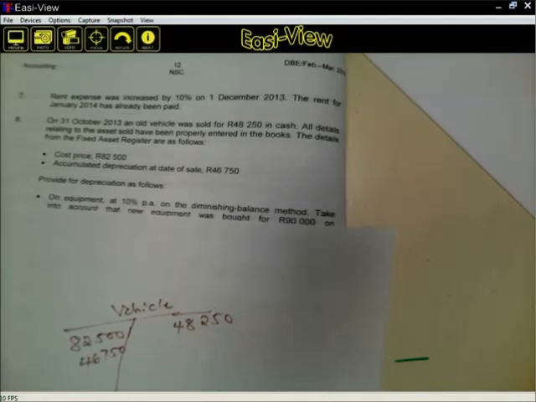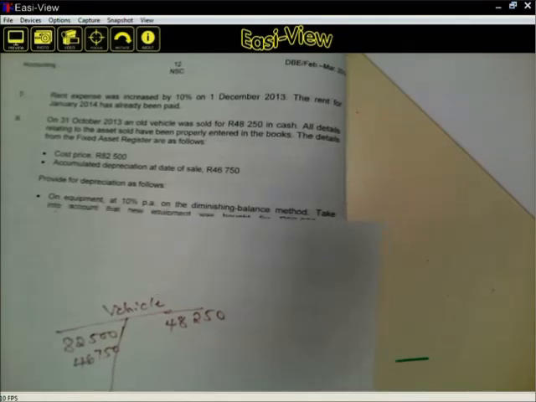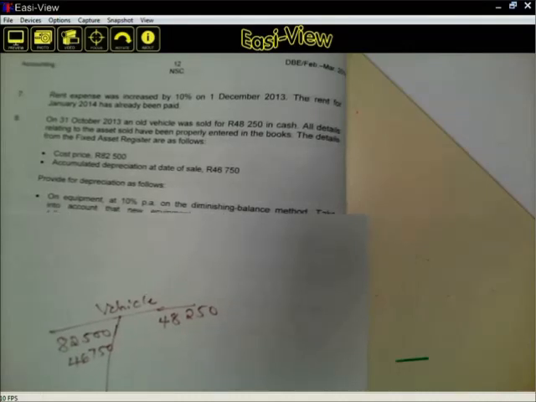So how do we do it? We say 82,500 plus 750 minus 40,250. No, the accumulated depreciation can't be this side. It must be this side. 46,750 is accumulated depreciation. So first of all, you look for the bigger side. You are balancing now. This is the cost of the vehicle. This is the selling price. So this is how you do it.